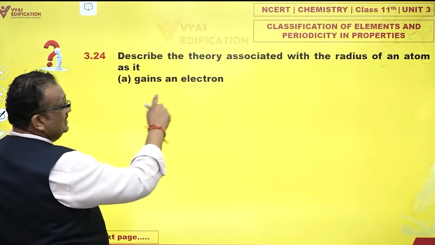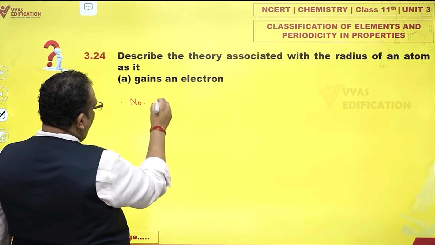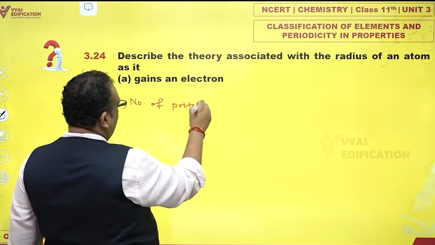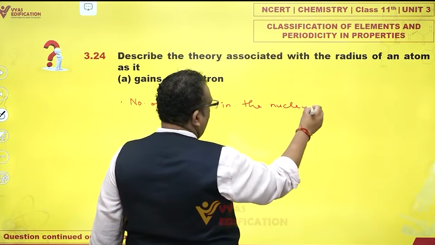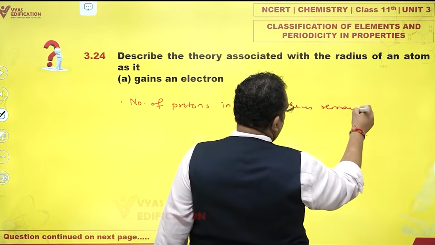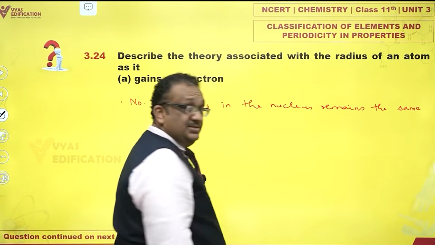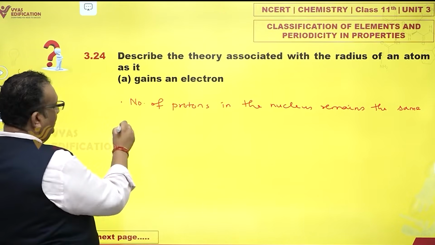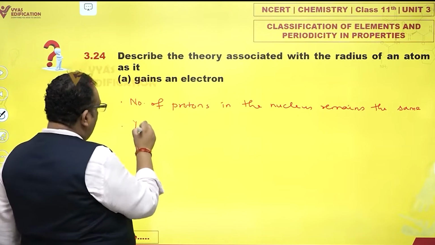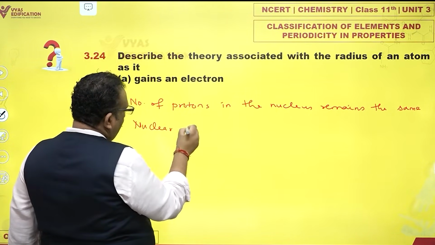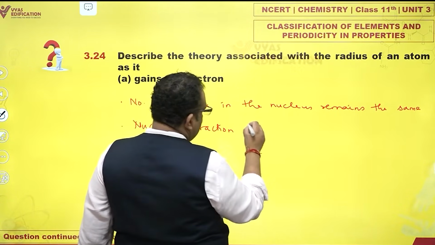So, as an atom gains an electron, the number of protons in the nucleus remains the same. And then number of electrons, that means nuclear attraction. Nuclear attraction is the same.